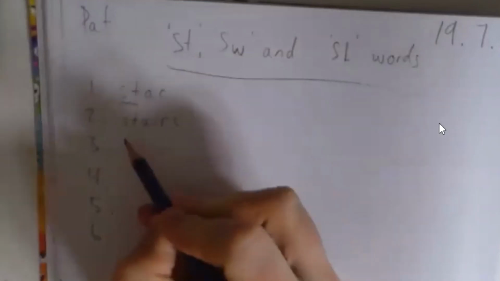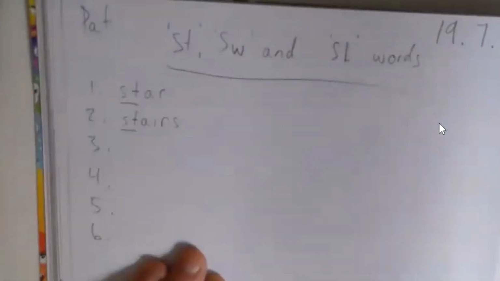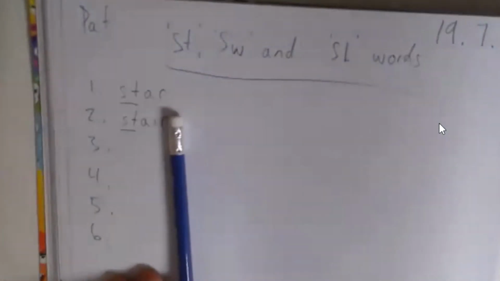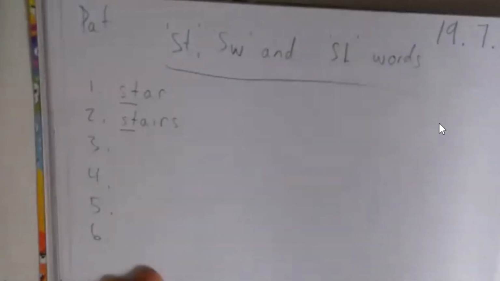STAIRS. And if you just wanted one stair, you would just take off the S. There you go. Star, stairs. Now, if you have a look at the matrix writing square number 2, there's a picture of not a jumper like I'm wearing. It's the same thing, it's just a different name. It's called a sweater.